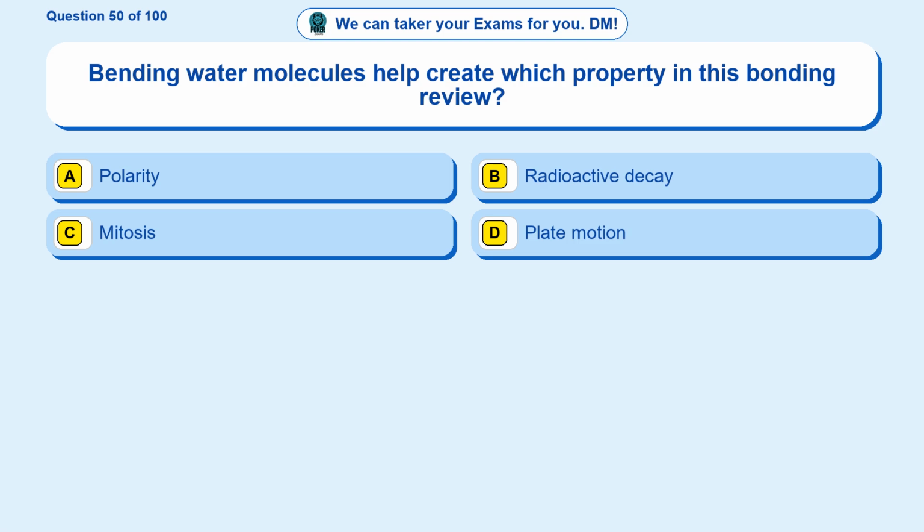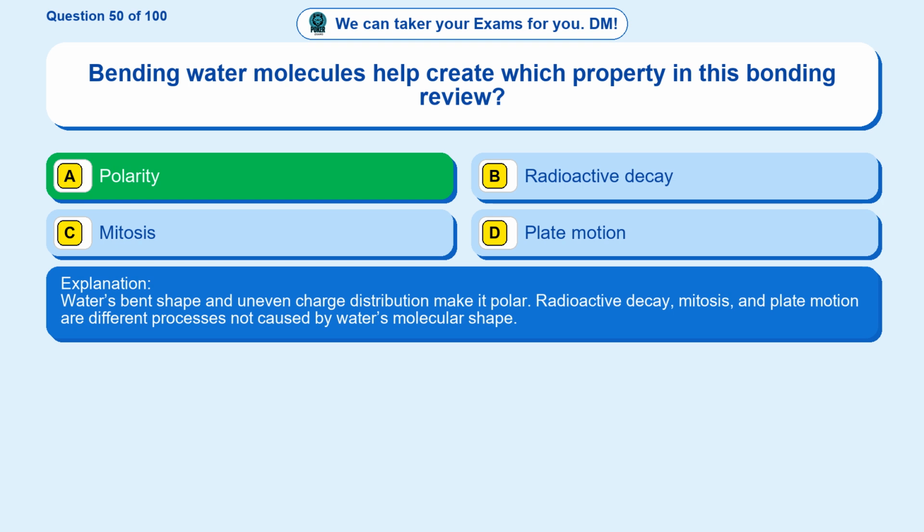Question 50. Bending water molecules help create which property in this bonding review? Option A polarity. Option B radioactive decay. Option C mitosis. Option D plate motion. The correct answer is option A. Polarity. Water's bent shape and uneven charge distribution make it polar. Radioactive decay, mitosis, and plate motion are different processes not caused by water's molecular shape.